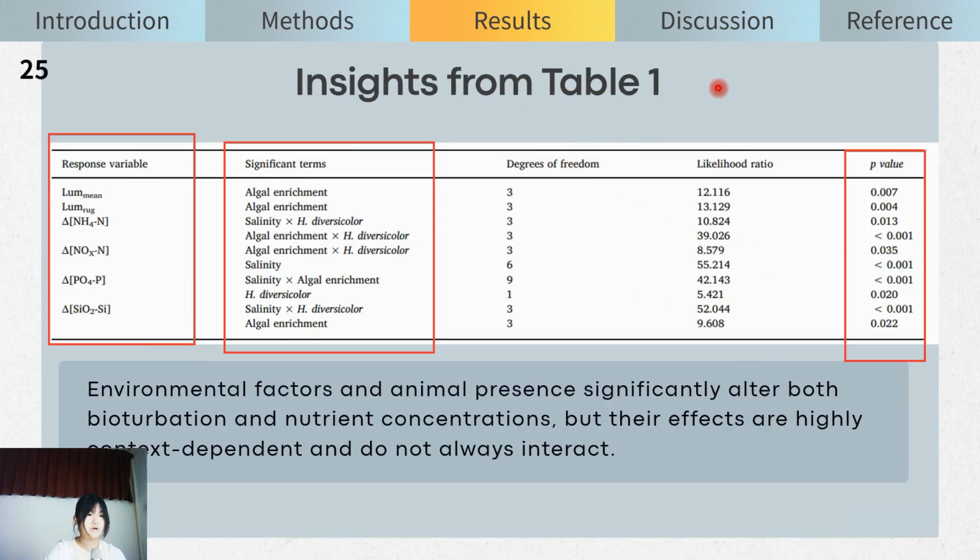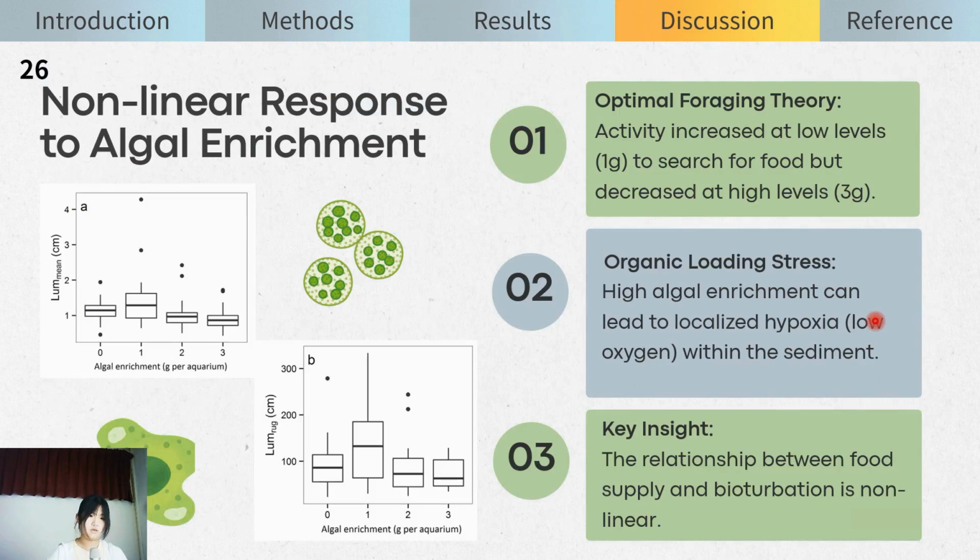For the insights from table 1, environmental factors and animal presence significantly alter both bioturbation and nutrient concentrations, but their effects are highly context dependent and do not always interact. For discussion, activity increases at low levels, 1 gram, to search for food, but decreases at high levels, 3 grams, as we can see in figures 1A and 1B. The key insight is that the relationship between food supply and bioturbation is non-linear.